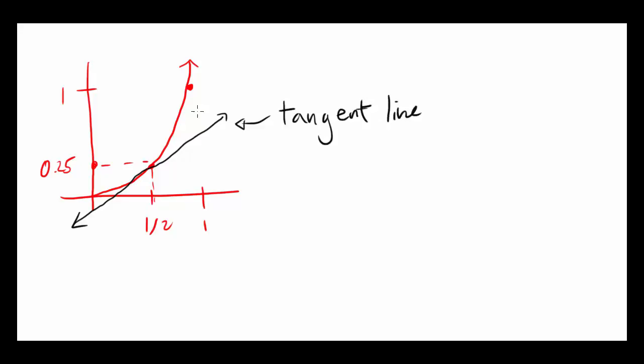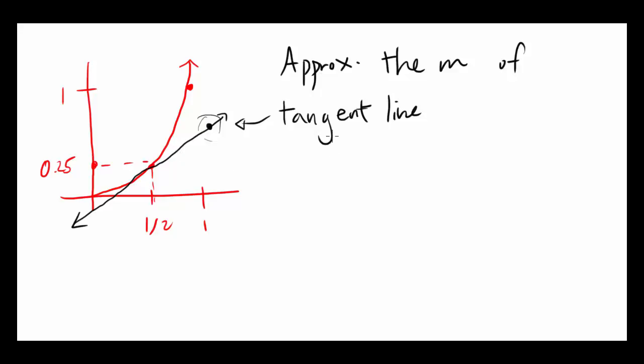But since we don't know any other point on this line, if we knew another coordinate, we could use change in y over change in x to find the slope. But in this case, we cannot, because we don't know the coordinates of any other point on this line except 1/2, 0.25. So since we cannot actually find it for now, we can try to approximate the slope of the tangent line by using secant lines.